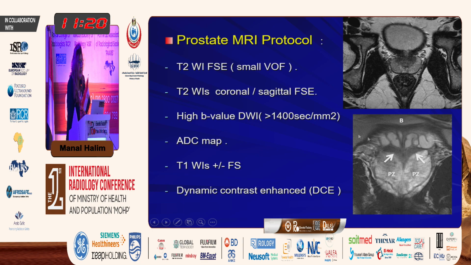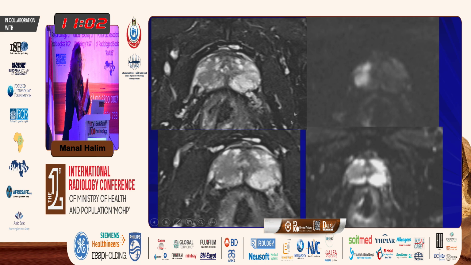After the axial T2 and orthogonal plane T2, we do the diffusion weighted images. Diffusion weighted images should be done with a high b-value, more than 1400 s/mm², and correlated with the ADC map. To help you remember diffusion weighted images, here is an example from our cases. This is an axial T2 weighted image of the prostate with high signal of the peripheral zone on the left side, while on the right side there is something highly suspicious here.